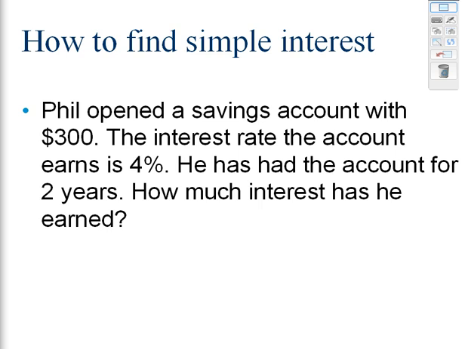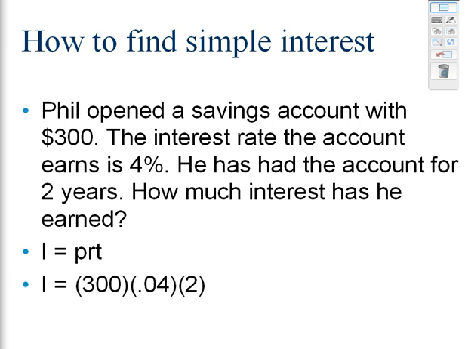Okay, so here's what we're going to do. You've hopefully written that problem down. We've got the formula, I equals PRT. We're just going to plug it in. 300 times 0.04 times 2. Now some of you say, why is it 0.04? Shouldn't it be, the rate is 4? So pause and think, why is it 0.04? And I'm about to tell you.